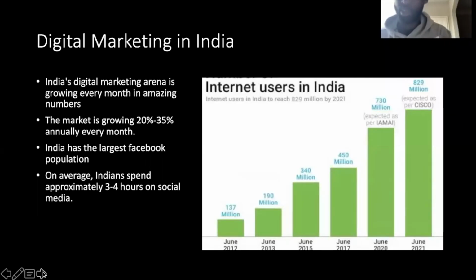So, the digital marketing in India. A couple of points: India's digital marketing area is growing every month in amazing numbers. Like Alfredo said, it's growing 20% to 35% annually. And like another point I said already, it has the largest Facebook population. On average, Indians spend approximately 3 to 4 hours on social media every day. And this is just another chart to show you what the numbers look like in India, compared in millions.